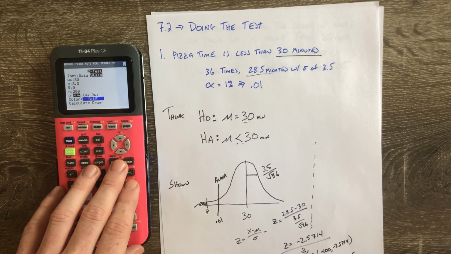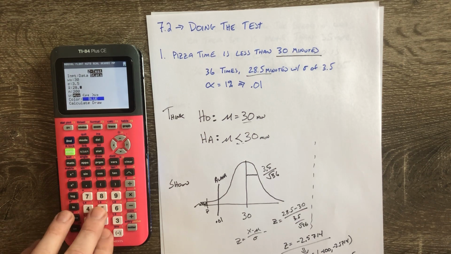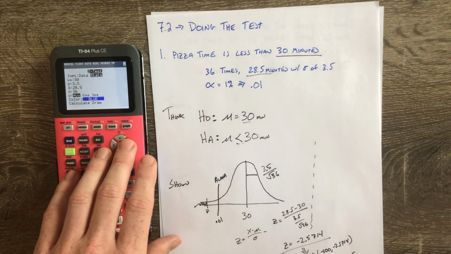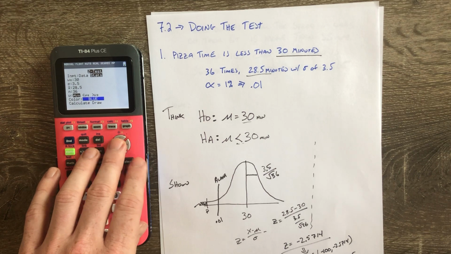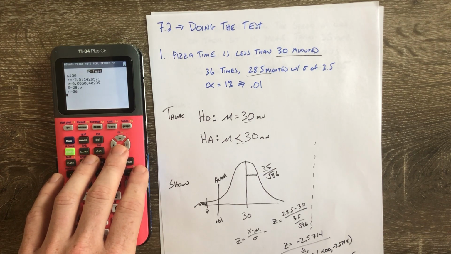Our x bar is going to be 28.5. We have 36 things. And then from here you can go less than, not equal to, so that's your two tail, less than, which is what we want, or greater than. We're going to go less than. Right? And let's go ahead and calculate that.